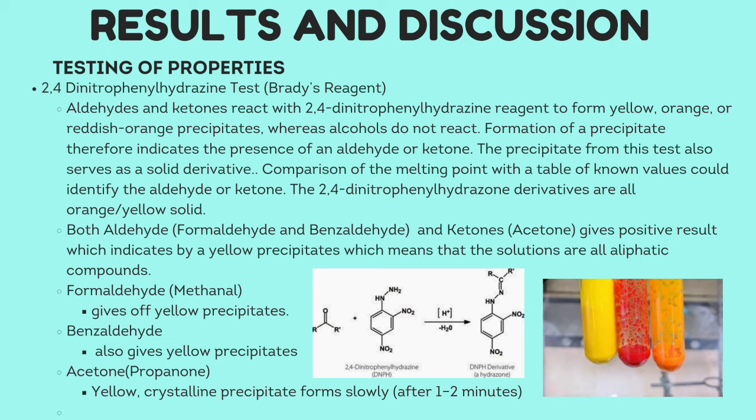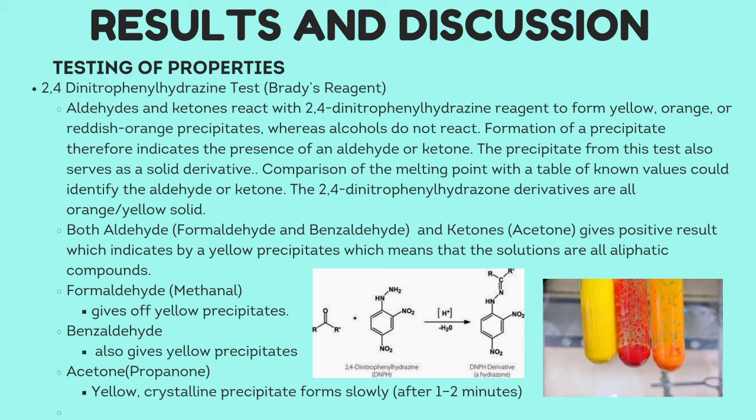2,4-dinitrophenylhydrazine can be used as a method for identifying aldehydes and ketones. The 2,4-dinitrophenylhydrazone formed is a solid that can be purified and its melting point determined. Comparison of the melting point with a table of known values could identify the aldehyde or ketone. The 2,4-dinitrophenylhydrazone derivatives are all orange-yellow solids.